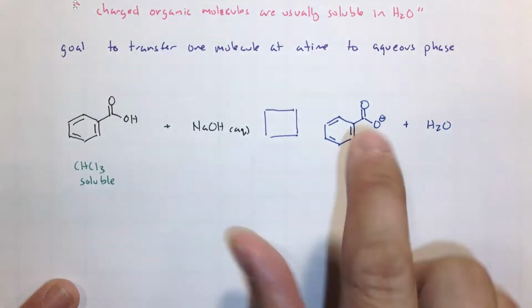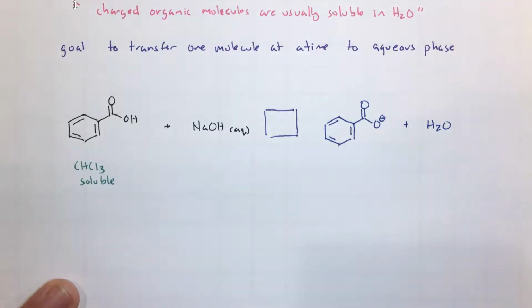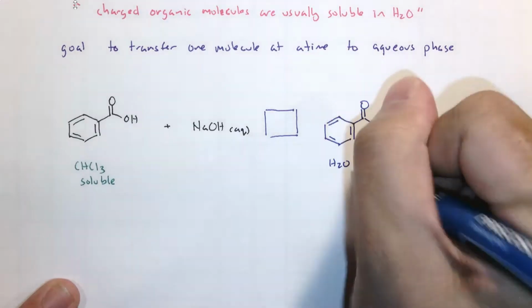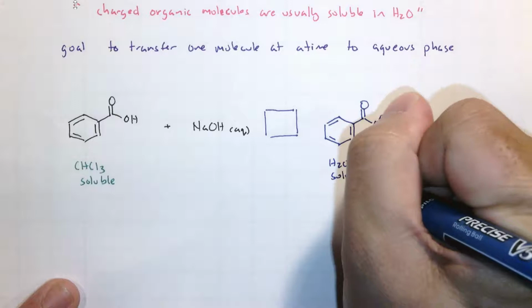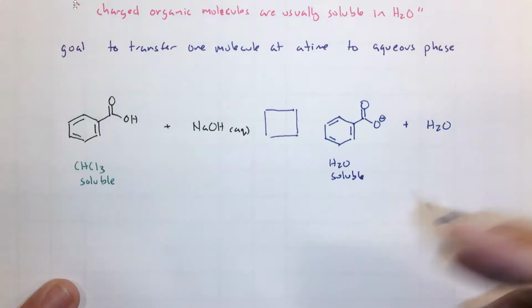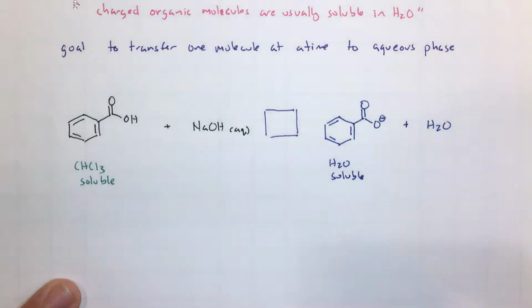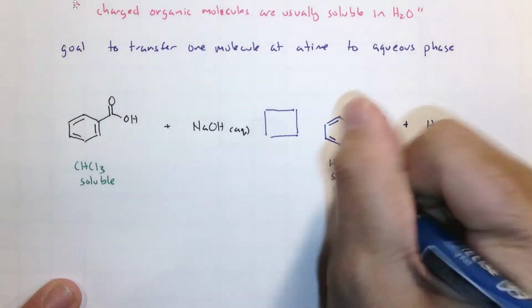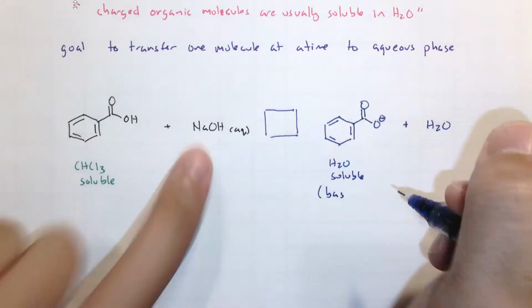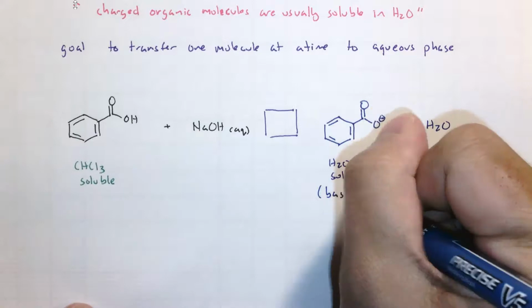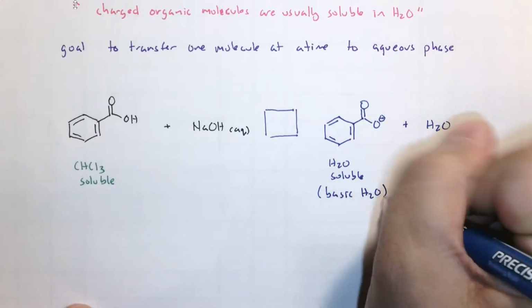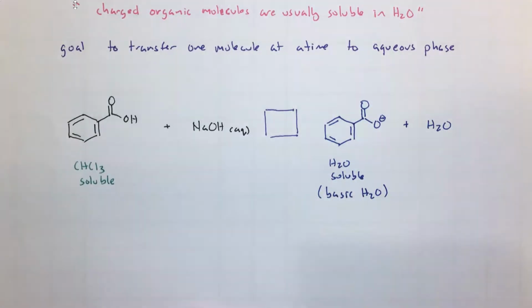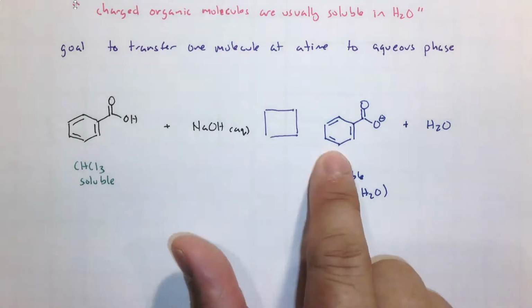I don't know yet if I make a lot of this when I mix it with aqueous sodium hydroxide. What I do know is whatever is deprotonated will be more soluble in water, and we could write here H2O soluble. But more specifically, we should call it basic water, because it's a base. That's one strategy to get into the aqueous phase, if we make a lot of this deprotonated form.